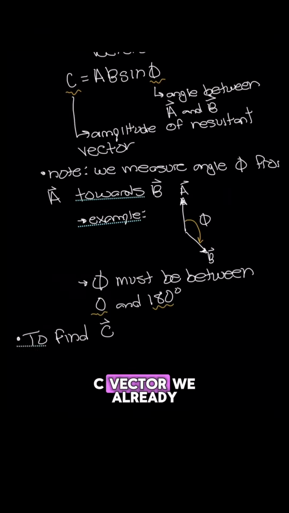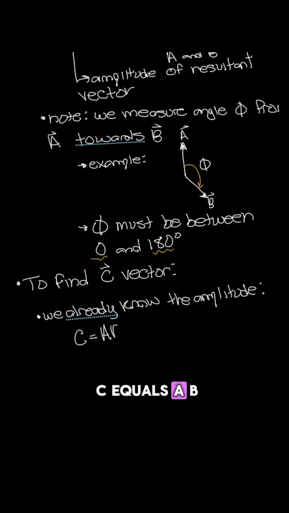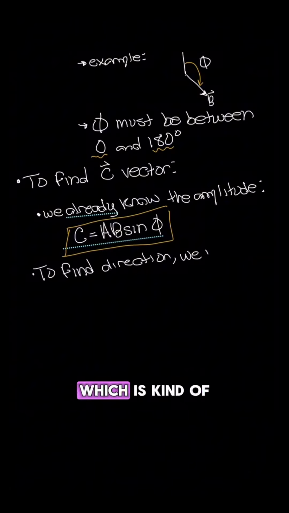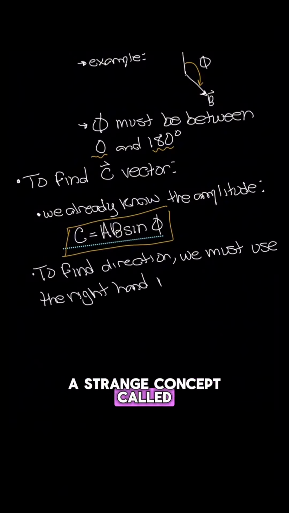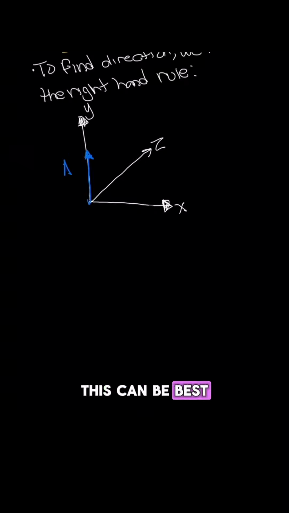Now to find the c vector, we already have one part, which is we know the c amplitude with the equation, c equals ab sine phi. Now we have to introduce a way to find the direction, which is kind of a strange concept called the right-hand rule. I'll show you how it works. This can be best shown through an example.